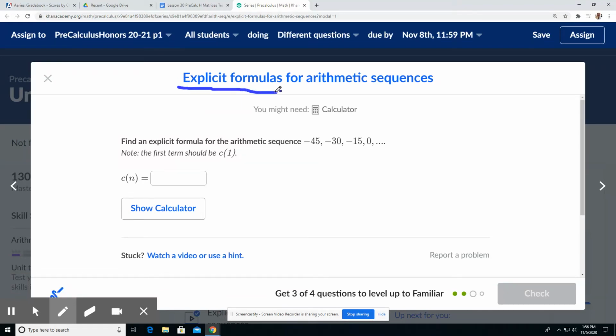We're using an explicit formula for arithmetic sequences. An explicit formula means you can give in any input or any term number, and the output will be the term itself. So the key to remember here is with arithmetic sequences, we have constant growth. Constant growth means it's of the form y equals mx plus b.